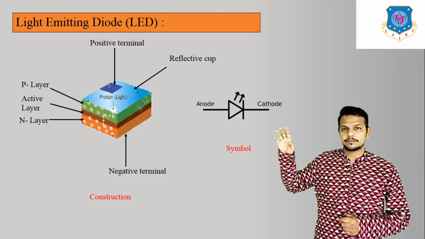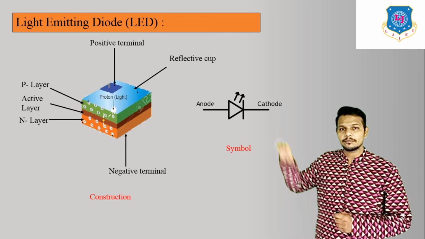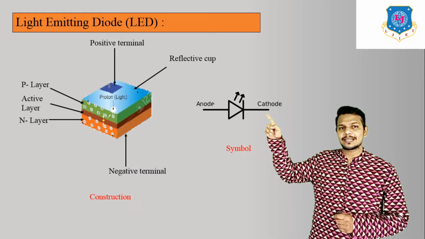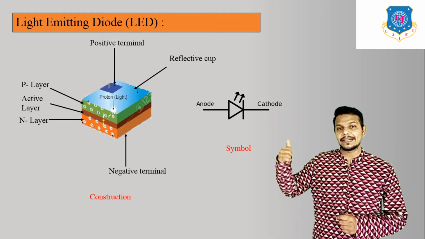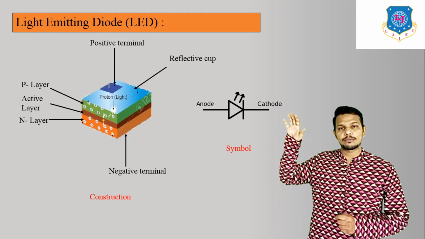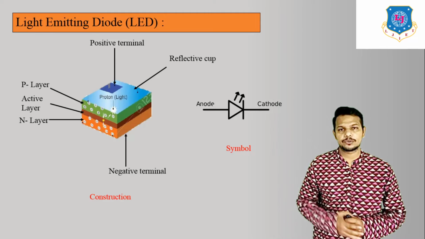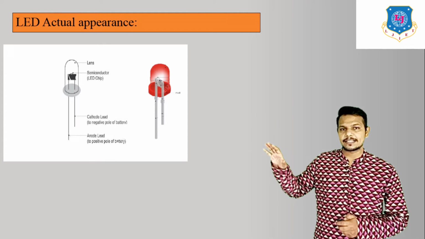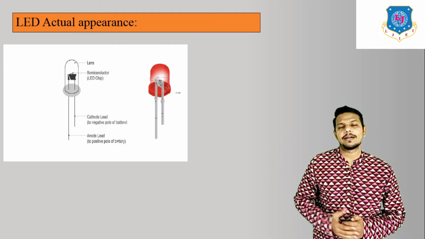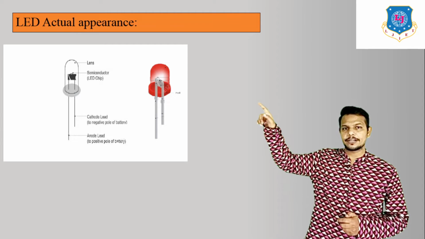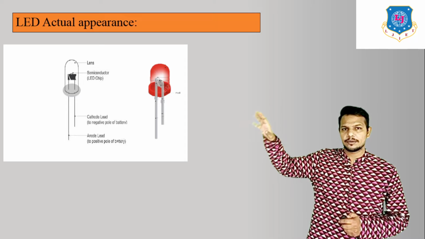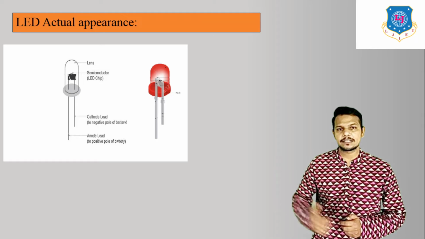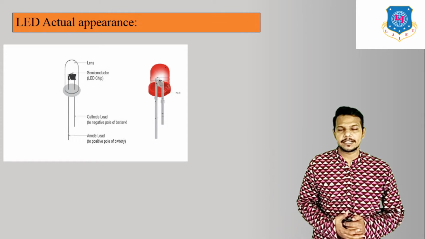And here we can see this is the symbol of LED. Basically this is a PN junction diode, but here we have to mention this arrow indication. That indicates light is emitted from this diode. So that means this is the light emitting diode. And this is the actual appearance of an LED. This is the lens, the red color indicates the lens. Below that, semiconductor material and two leads. One is the anode and the other, the short one, is the cathode.